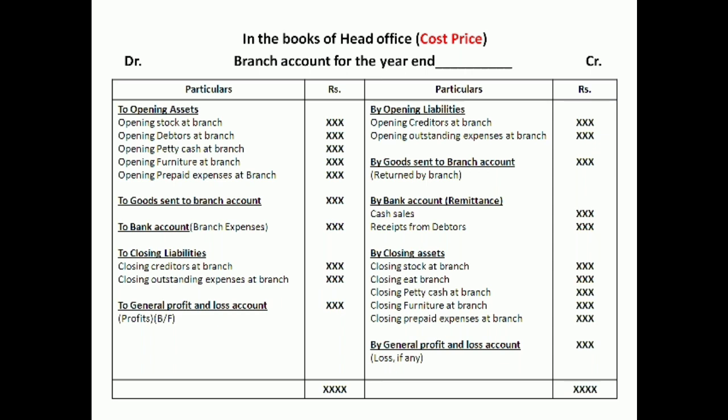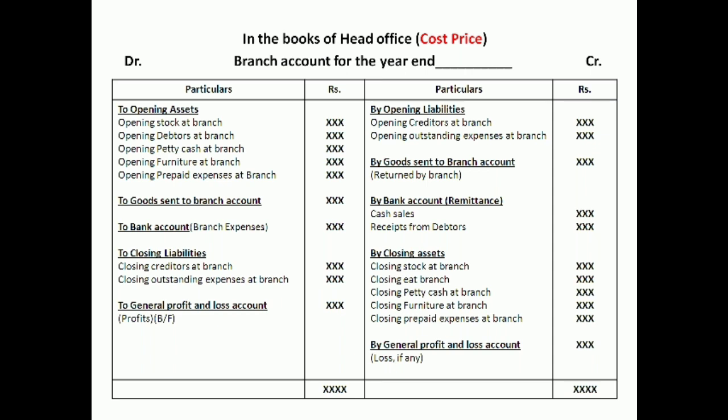Whatever goods are sent by the head office to the branch, we record here. On the credit side, by goods sent to branch account, the goods returned by the branch to the head office are recorded. Next, on the debit side we have bank account. Here we record the money sent by the head office to the branch in order to meet the branch expenses. On the credit side we have bank account, that is remittance.